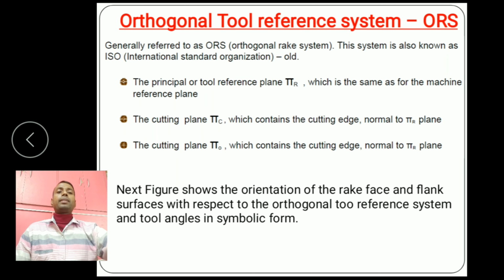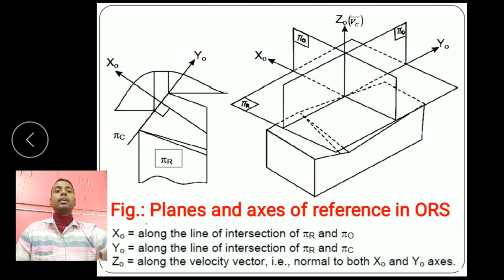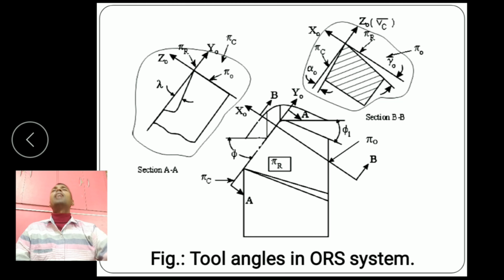Orthogonal rake system. In the orthogonal rake system, the tool is the reference point. Previously, the machine was the reference point. Here, the tool is the reference point. XO, YO, ZO is the intersection point of pi R, pi X, pi C. If we cut the section in three different ways, lambda is the inclination angle, phi is the cutting edge angle, gamma O is the rake angle, and alpha O is the clearance angle.